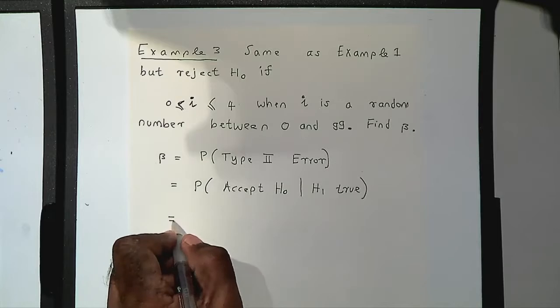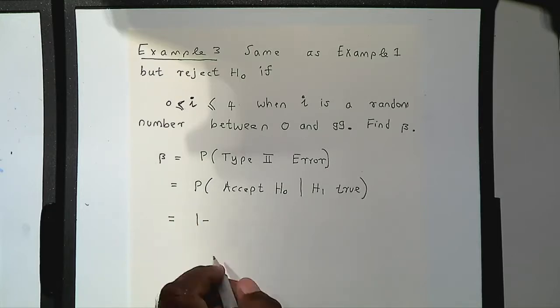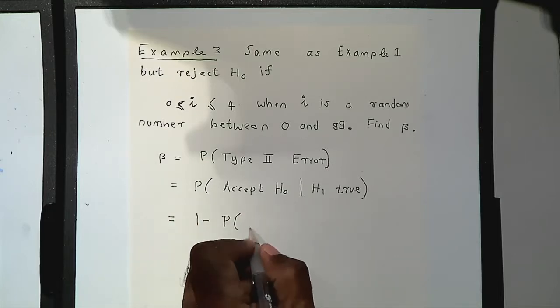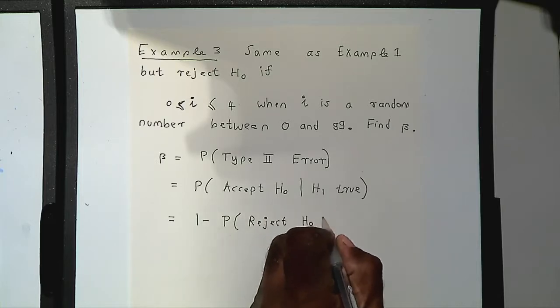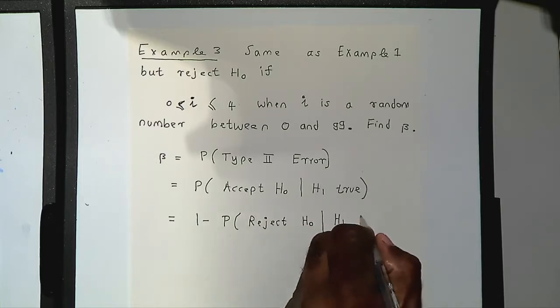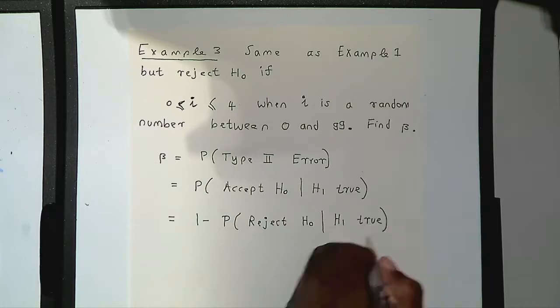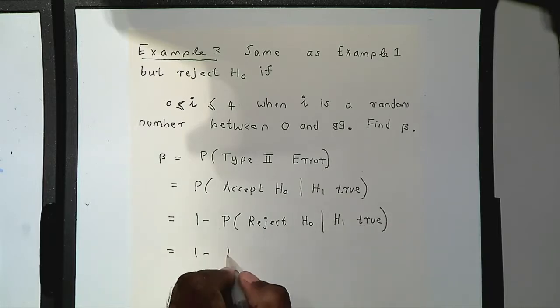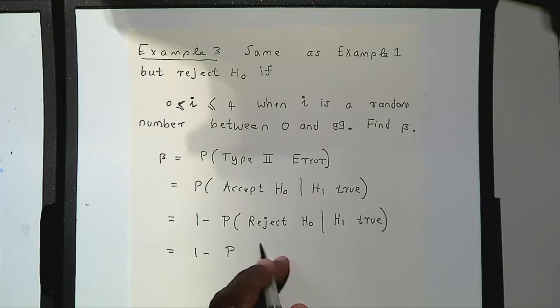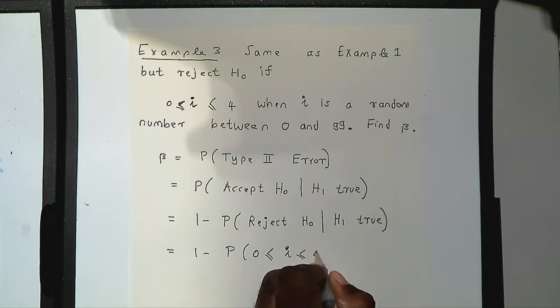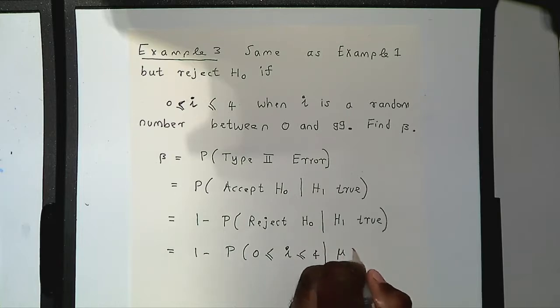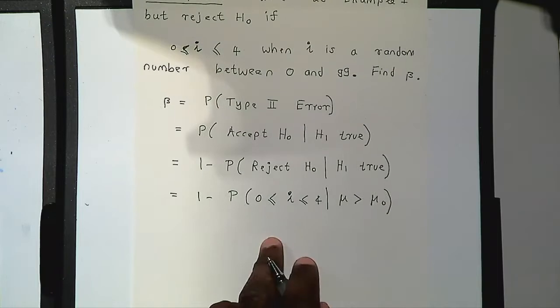And this you can write, by the complement rule, as reject H0 when H1 is true. All right, the rule for rejecting the null hypothesis is that the integer I is between 0 and 4. And H1 is true if mu is greater than mu 0. Okay, this is where your probability 1 comes in.